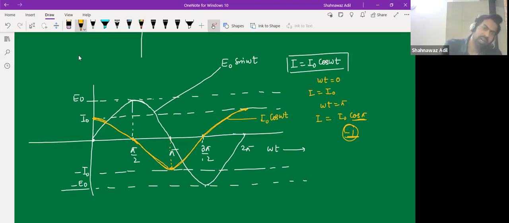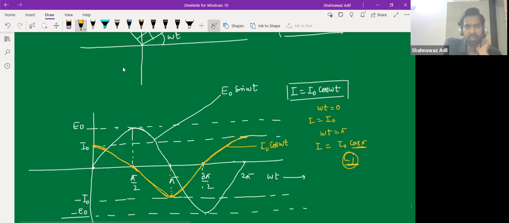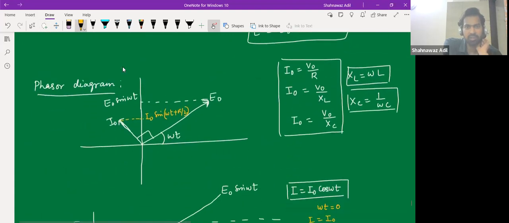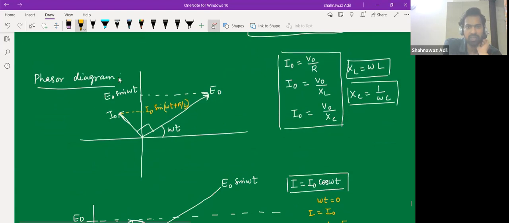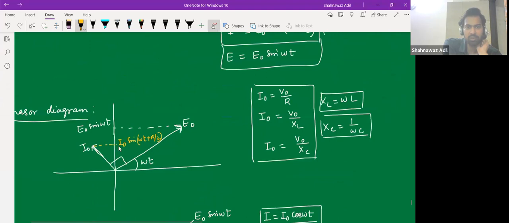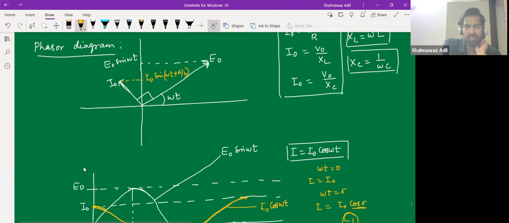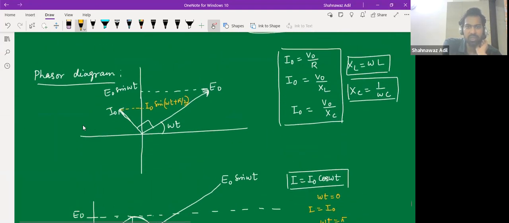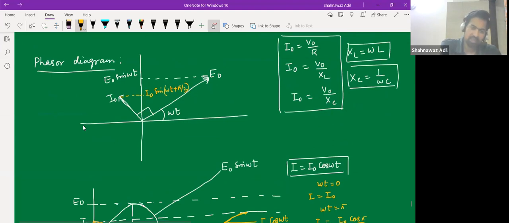Any doubt in the graph, guys? No, sir. Okay, so you guys please note down this part, the phasor diagram and this one, and then we write all the other things of this capacitive circuit. Please note it down, guys, and then we do the other.